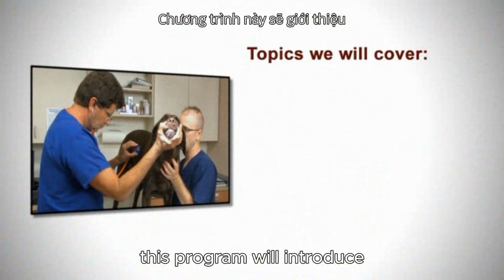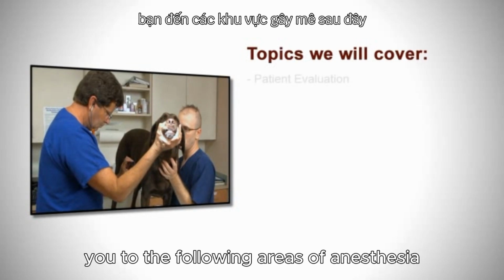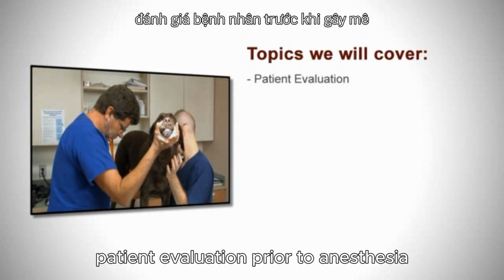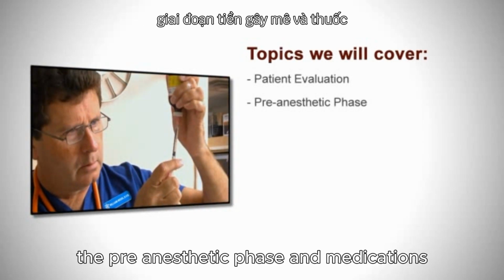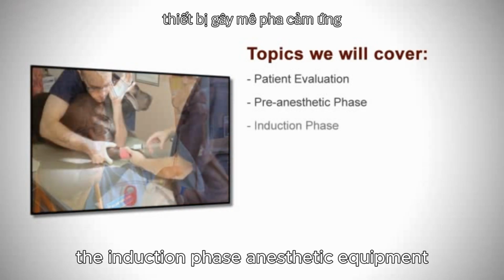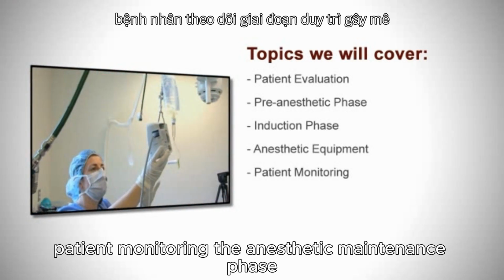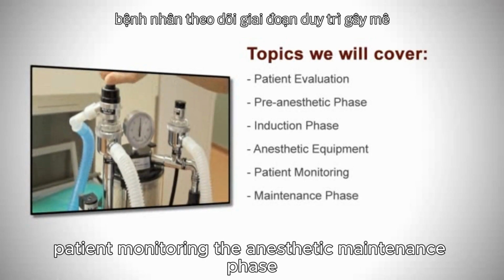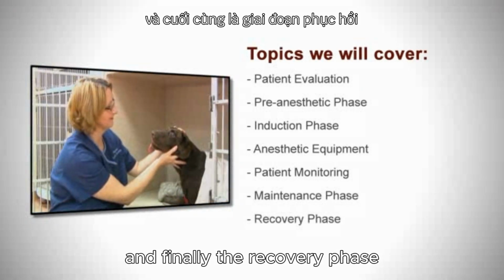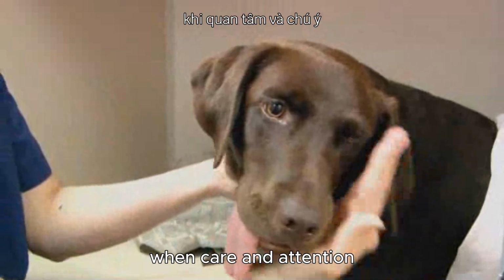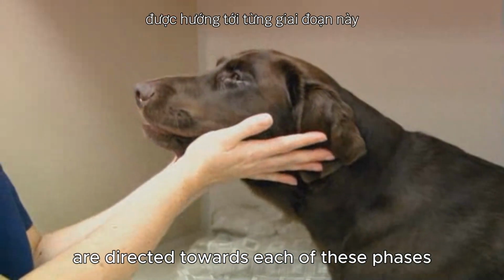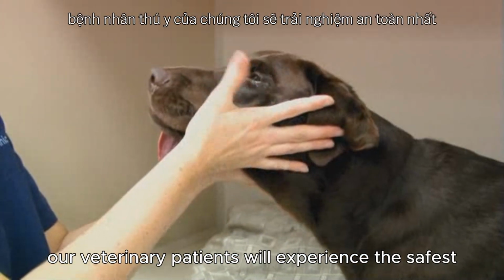This program will introduce you to the following areas of anesthesia: patient evaluation prior to anesthesia, the pre-anesthetic phase and medications, the induction phase, anesthetic equipment, patient monitoring, the anesthetic maintenance phase, and finally the recovery phase. When care and attention are directed towards each of these phases, our veterinary patients will experience the safest possible anesthesia.